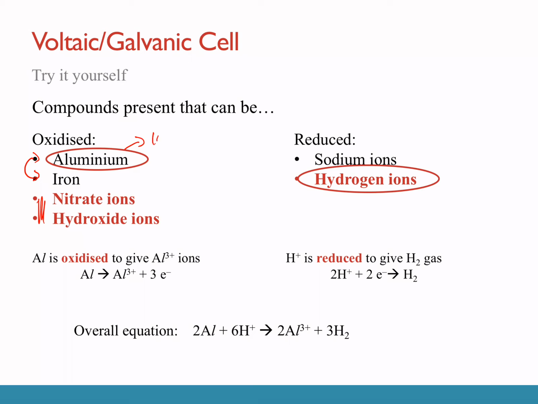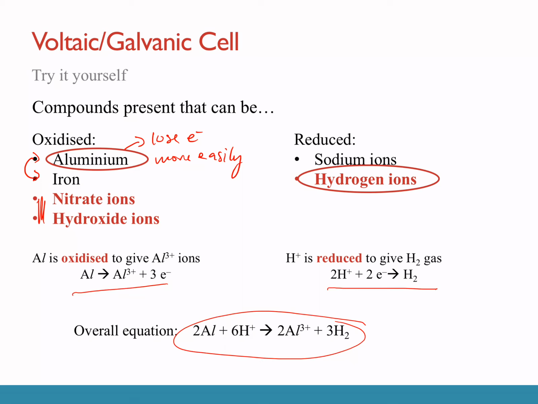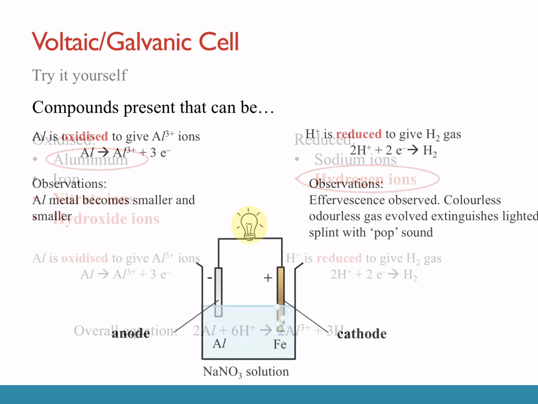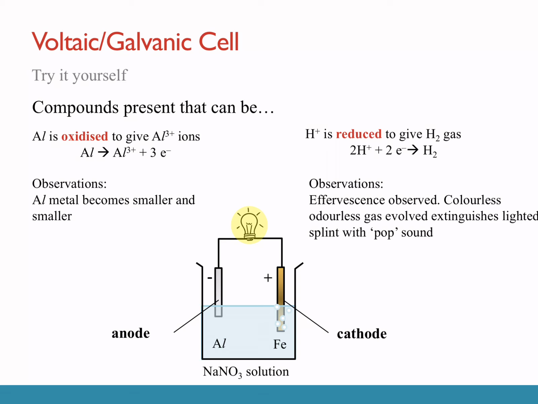Hence, it loses electrons more easily. So that's the one that will supply the electrons. Over on the other end, we have sodium ions and hydrogen ions. Now, hydrogen is way below sodium in the electrochemical series, so hydrogen is the one that will be discharged. So here are the half equations, and here's the overall equation. Actually, I wanted you all to try writing it yourself, but then I forgot to do animation for this part. Okay, never mind.